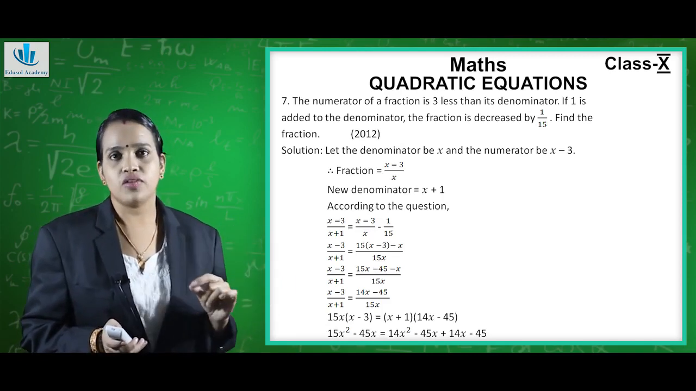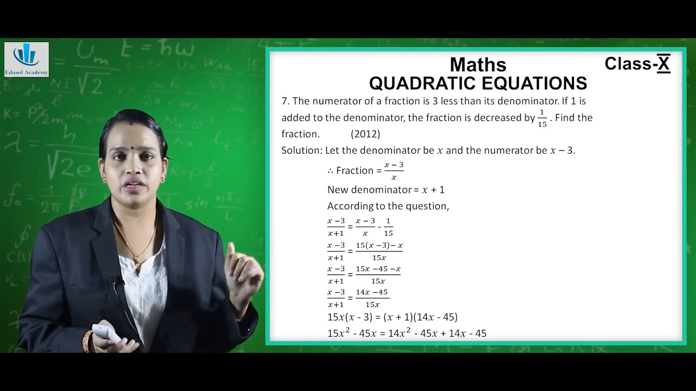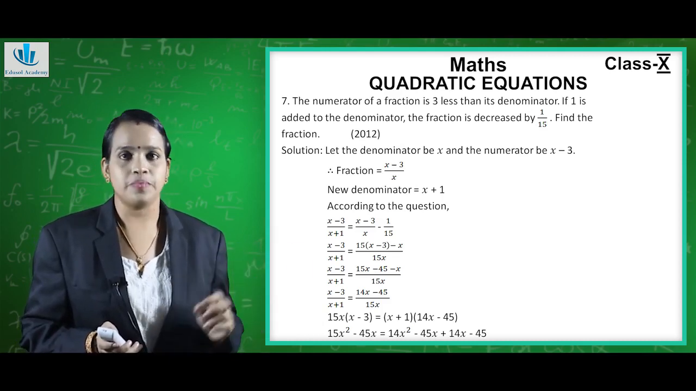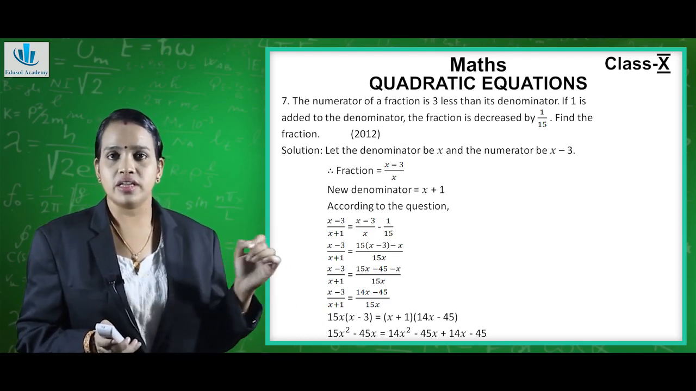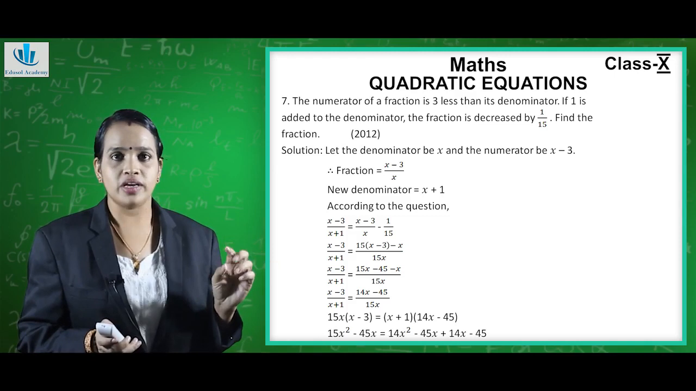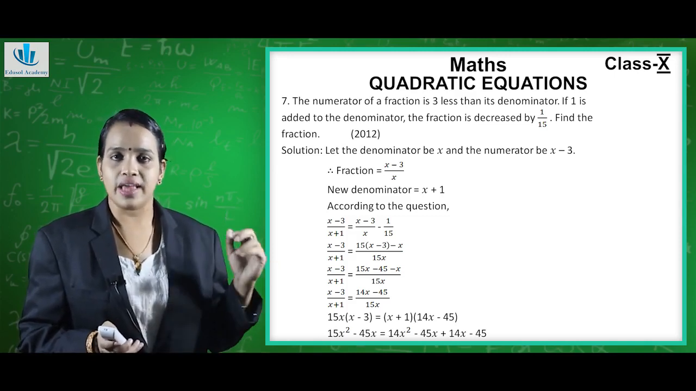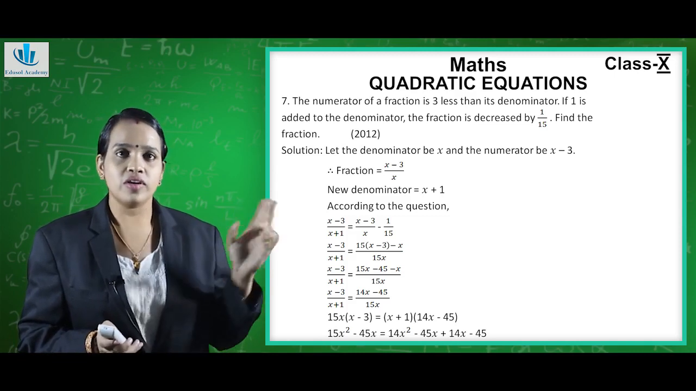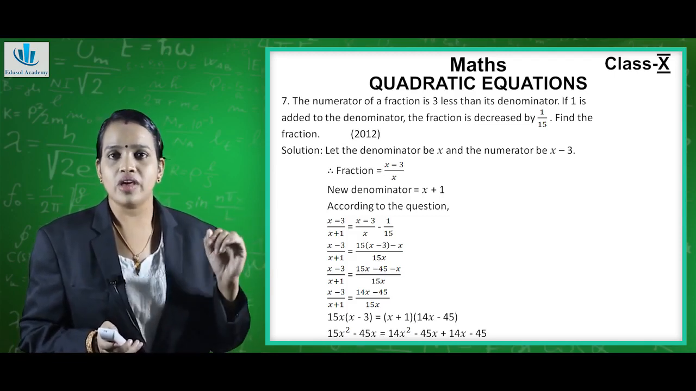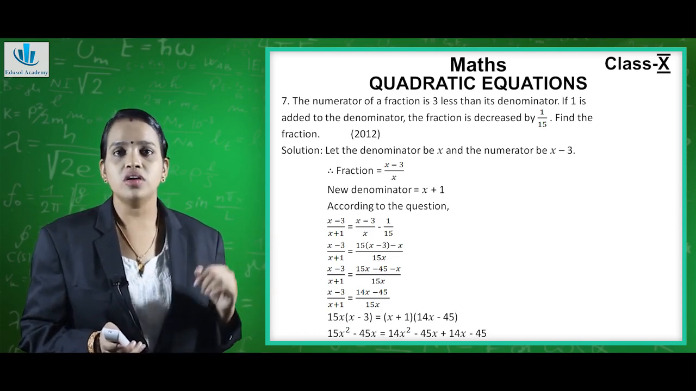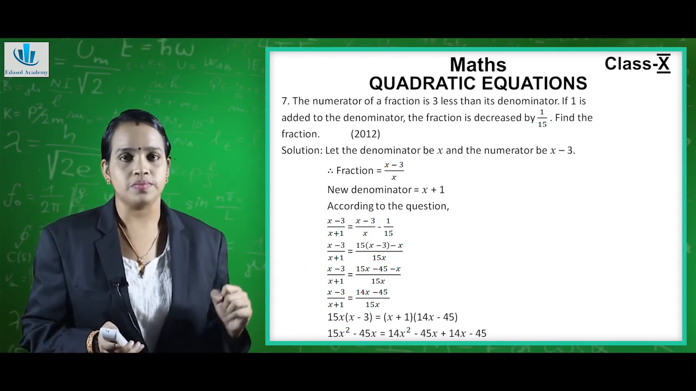So we can write it in the form of, let the denominator be x and the numerator be x minus 3. Now the fraction we can write as x minus 3 upon x, that is numerator x minus 3 and denominator x. So our fraction is x minus 3 upon x. Now it is said that when 1 is added to the denominator, that is we are adding 1 to the denominator, so our new denominator is equal to x plus 1.